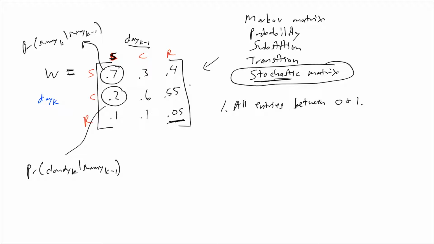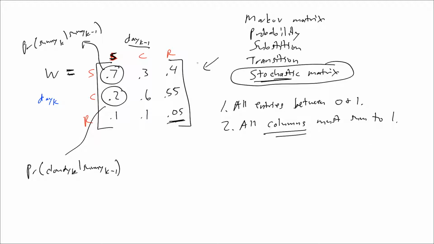And that's because all these are probabilities, right? It wouldn't make sense to say the probability of it being cloudy on day k, given that it was raining on day k minus 1, is 1.3, because that's not even a probability, right? And it wouldn't make sense to be negative, because that's not a probability. So all the entries must be between 0 and 1. And then, importantly, all the columns, not rows, columns must add up to 1. And realize why that is, okay?